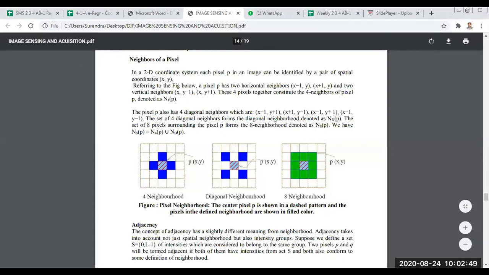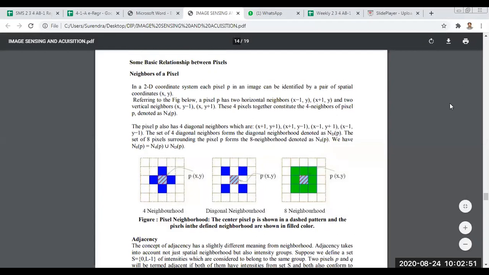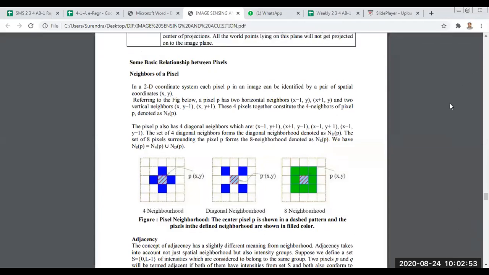So in the last class we discussed image sensing and acquisition, and after that sampling and quantization, right? These things we discussed in the previous class. And today's topic is: what are the basic relationships between pixels.